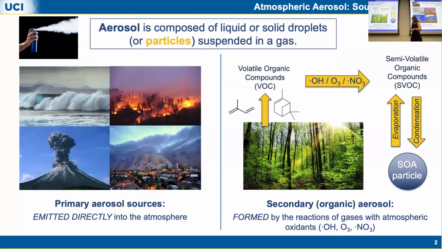In addition to that, you can have secondary organic aerosol, and that's formed by reactions of gases with atmospheric oxidants. This is a separate process where I'm showing here isoprene and alpha-pinene, which are common volatile organic compounds that are emitted from trees or biogenic species. They can undergo atmospheric oxidation by the OH radical that's pretty ubiquitous, or ozone in more polluted regions, or the nitrate radical during nighttime that's primarily important. Then they can form semi-volatile organic compounds, and these compounds have different chemical properties and composition that can then undergo different reactions or processes in the atmosphere, like evaporation and condensation reactions to form secondary organic aerosol particles.